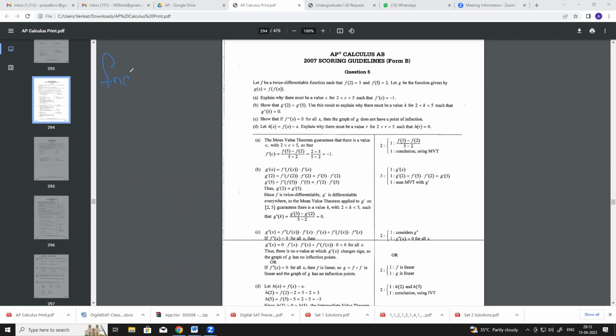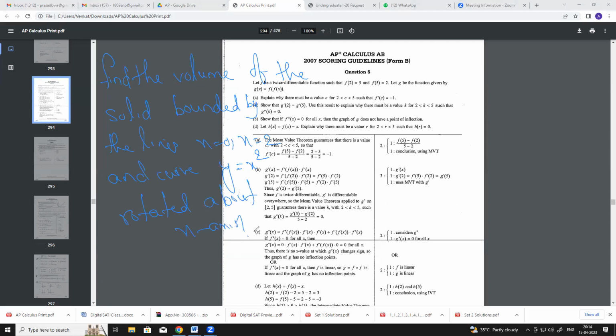Find the volume of the solid bounded by the lines x is equal to 0, x is equal to 2, and the curve y is equal to x square, rotated about the x-axis. First, see what the question is asking. It is asking us to find the volume. So first draw the figure that is being asked for.